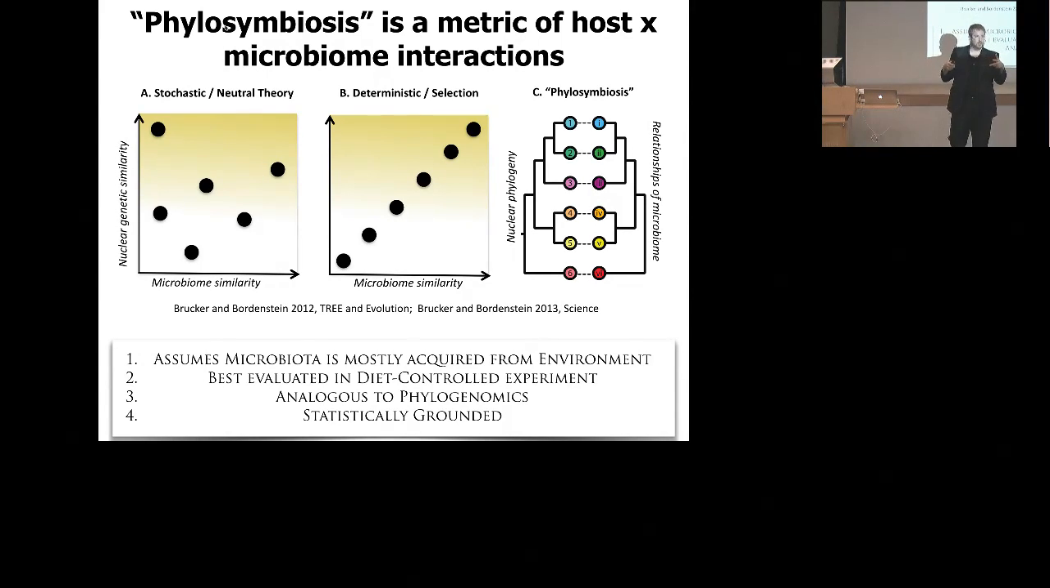It's not coevolution. In this case, we're looking at the whole microbiome and doing a hierarchical clustering analysis, such that species 1 and 2 may share similar amounts of microbes or similar types of microbes than they do with species 1 and 4. That's not necessarily coevolution as it's strictly defined. It's just an assembly that's consistent with the pattern of genome evolution. So that's why we use the term phylosymbiosis.